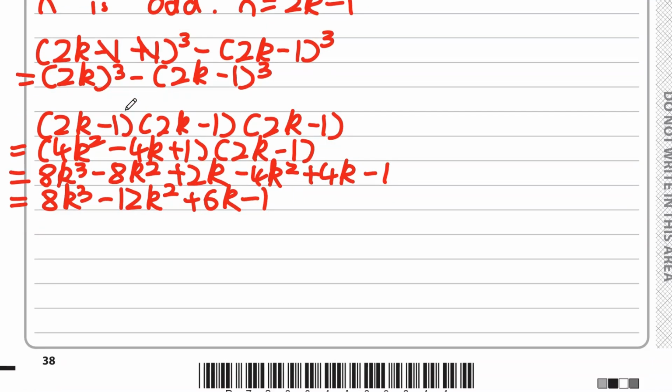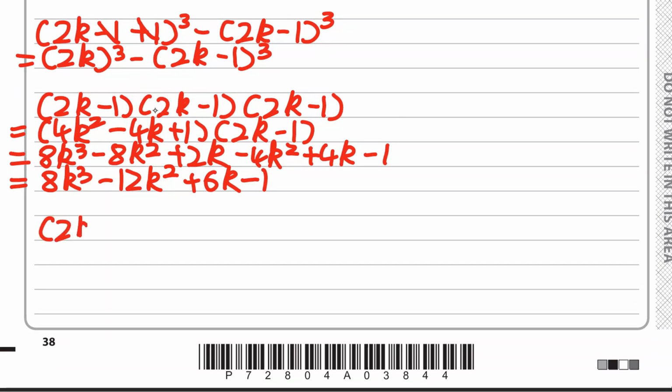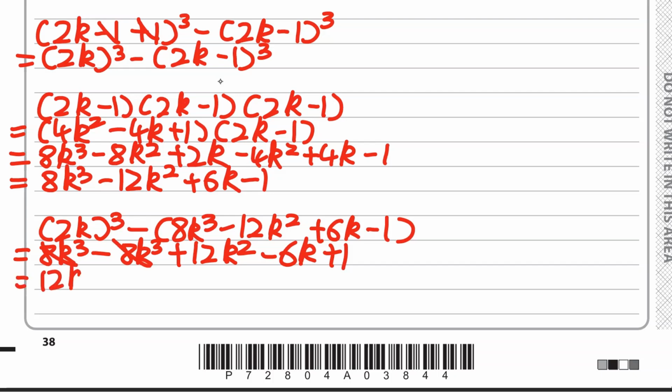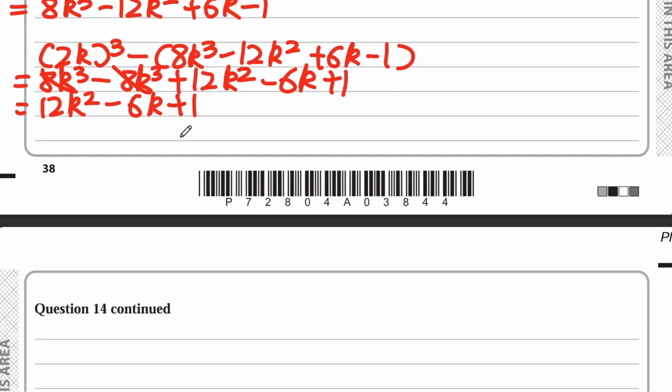So if we sub it into this here, it's going to be this 2k cubed minus this bracket here, the 8k cubed minus 12k squared plus 6k minus 1. Okay, so 2k to the power of 3 is going to be 8k cubed, and then this is going to be minus, if we expand this bracket here, 8k cubed, and then plus 12k squared, then minus 6k, and then plus 1. This 8k cubed will cancel out this 8k cubed to leave us with 12k squared minus 6k plus 1. And then essentially we're going to do the exact same thing as before.